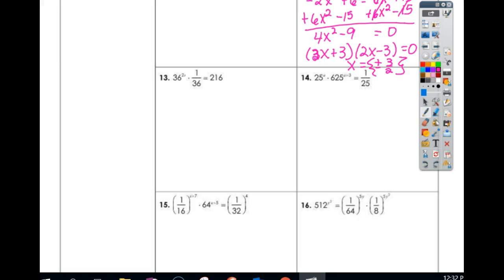All right. So looking at the 36 and the 216. I'm going to have common bases. So what are we going to guess is the common base? 6 is the good guess because 6 times 6 gives me 36. So that's 6 to the second. So 6 to what power is 216?